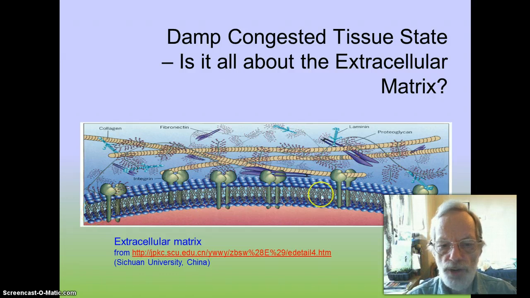Is it all about the extracellular matrix, so that when thinking about tissues, we're not just thinking about cells, of which this is a cell membrane, an outer cell membrane, but we're also thinking about the matrix in which those cells are embedded and the behavior of that matrix. And as you can see, it's made up of lots of protein and lots of carbohydrates. In perfect health, it's very well ordered, it functions well, everything works smoothly.